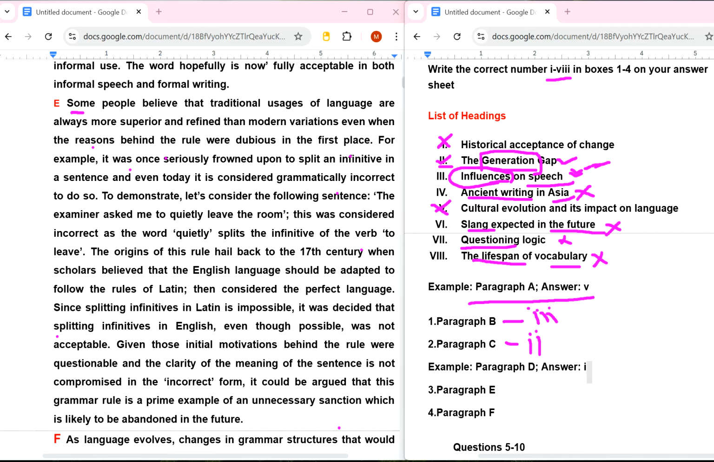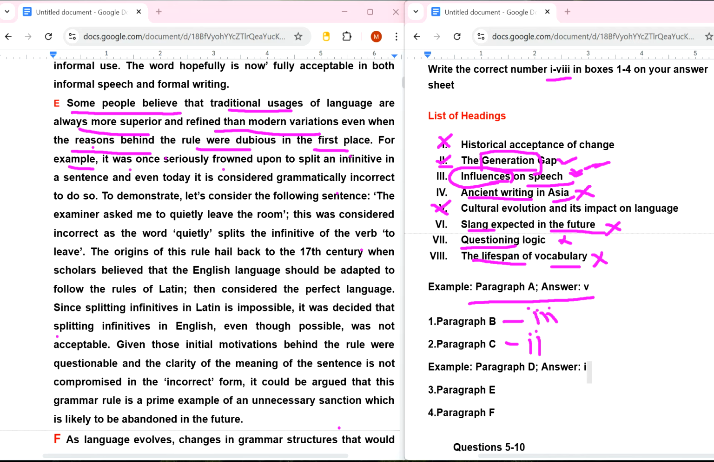Some people, now let's read it. Some people believe that traditional usages of languages are always more superior than refined modern variations, even when the reasons behind the rule were dubious in the first place. Okay, for example, some people believe that traditional usages of language are always more superior and refined than modern variations, even when reasons behind the rule were dubious in the first place.